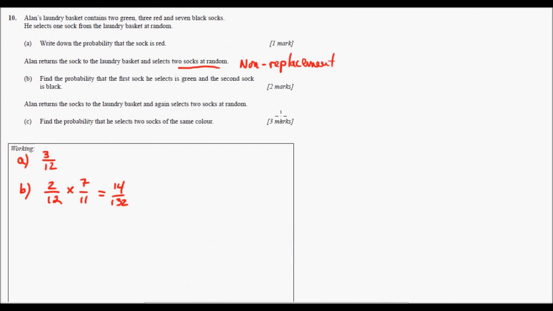And then finally, the reason I'm doing this problem is because I like this last problem. So it says Alan returns a sock to the laundry basket and selects 2 socks at random. Find the probability that he selects 2 socks of the same color, with color spelled wrong. No, I'm just kidding. I use American spelling, whatever.